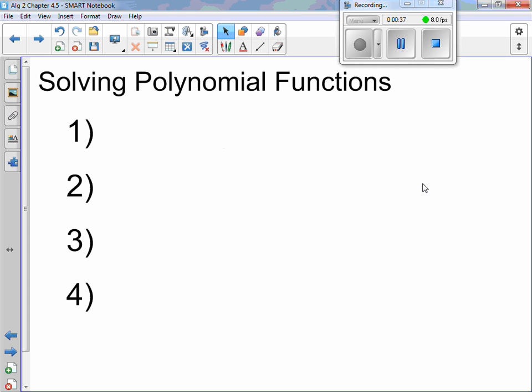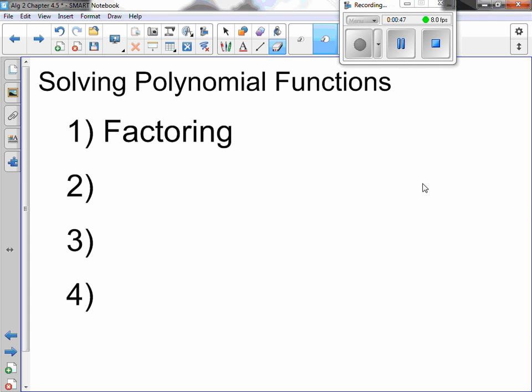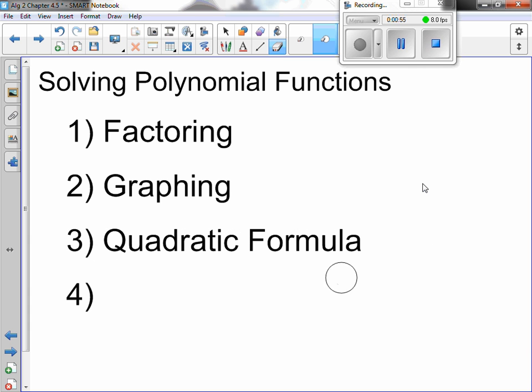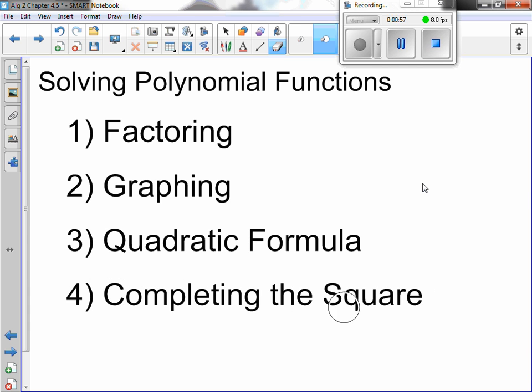Now there are several ways that we can solve these, the first of which is factoring. We went over factoring when we did quadratics in the last chapter, and again last week. The second method is going to be graphing. Third and fourth are the quadratic formula and completing the square. These are the main four ways that we know how to solve these polynomial functions.